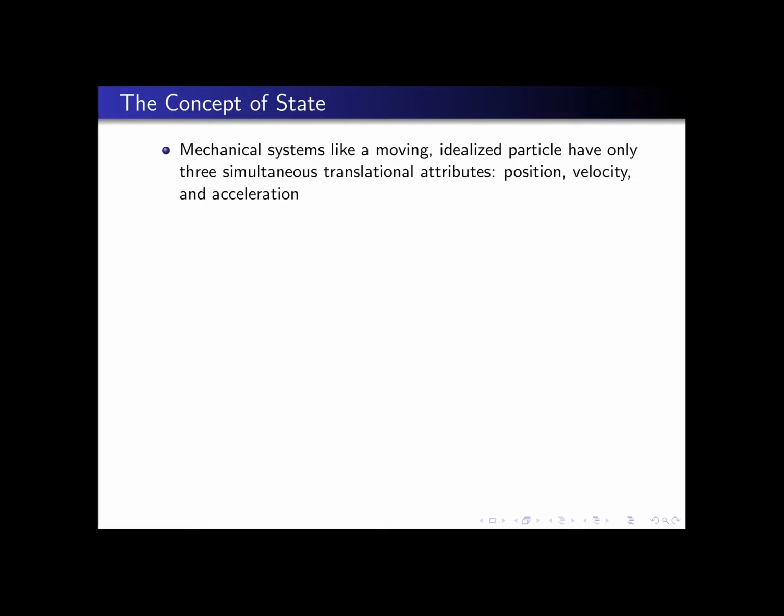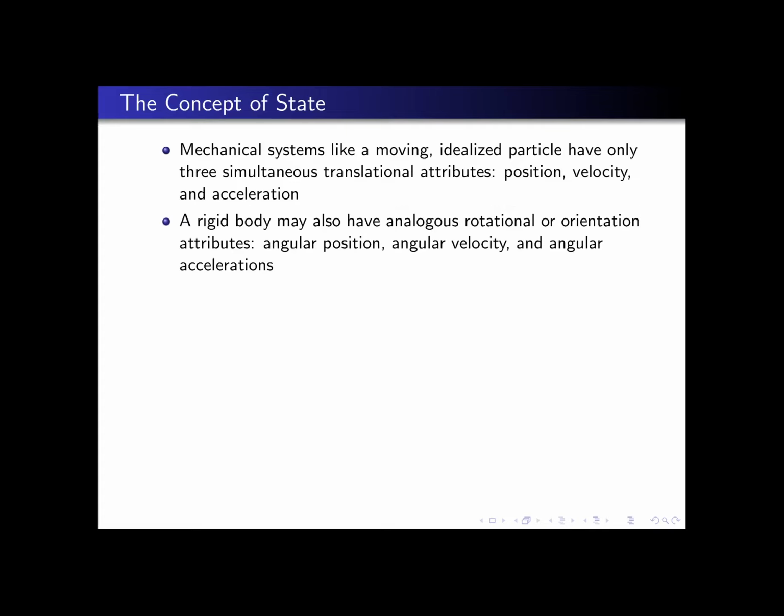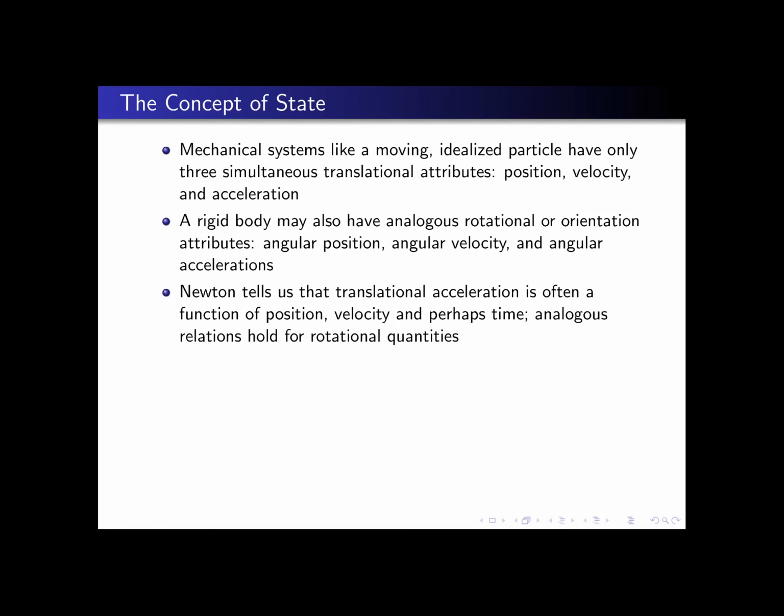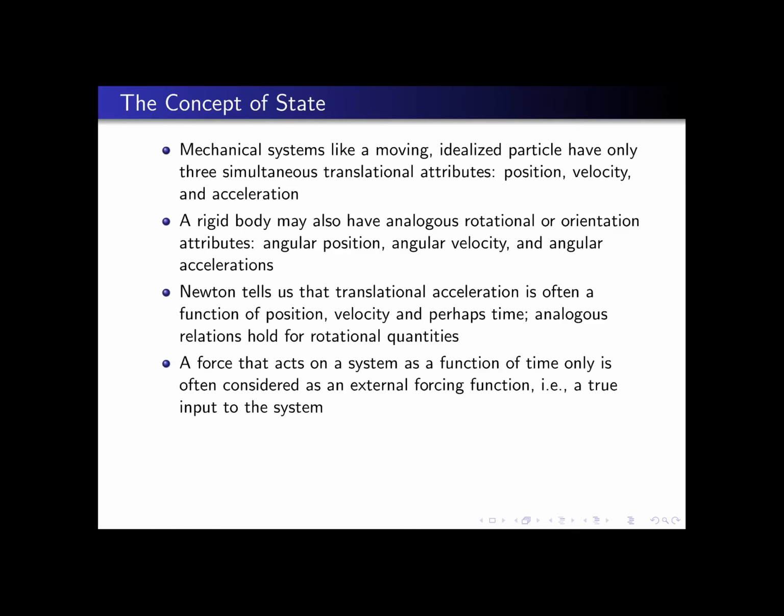Okay, mechanical systems like a moving idealized particle have only three simultaneous translational attributes: position, velocity, and acceleration. And if we're talking about rigid bodies, then we also have some rotational or orientation parameters. Newton tells us that translational acceleration is often a function of position, velocity, and perhaps time. And there are analogous relations for rotational quantities as well.